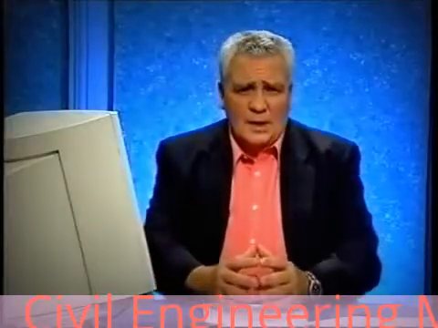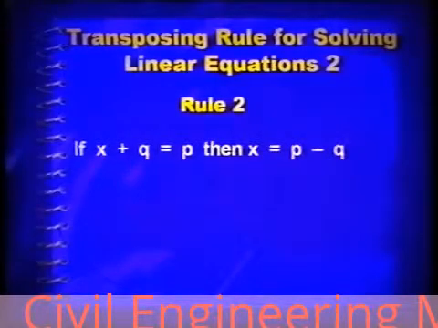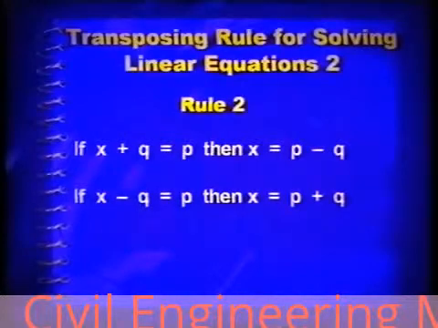Now, if we write that in terms of a general rule, we get the following. Second rule, if x plus q equals p, then x is p minus q. And also, if x minus q equals p, then x equals p plus q. Now what happens? Have a look.